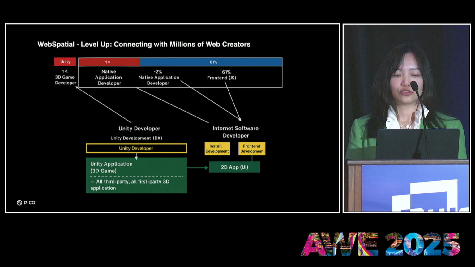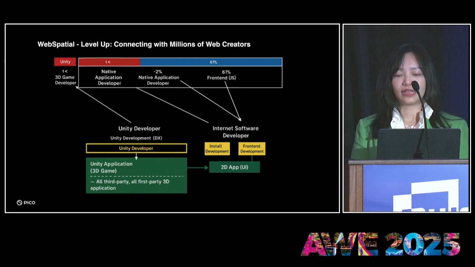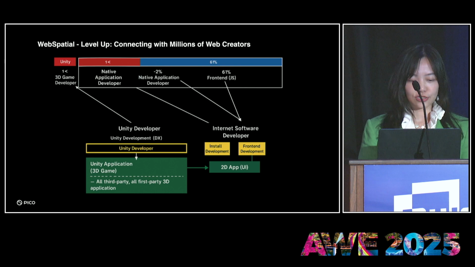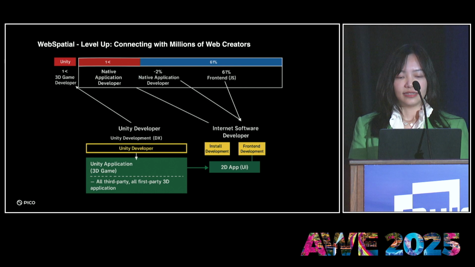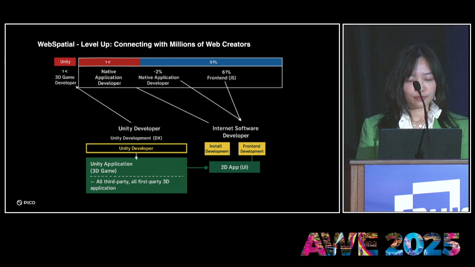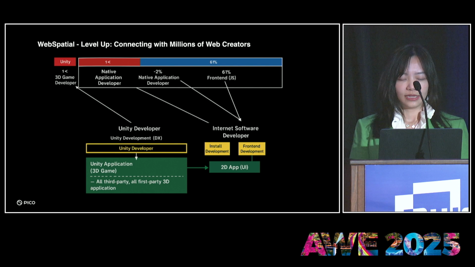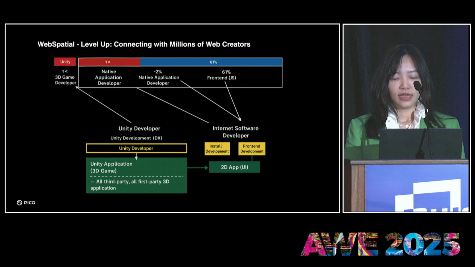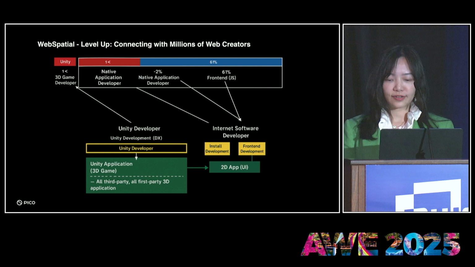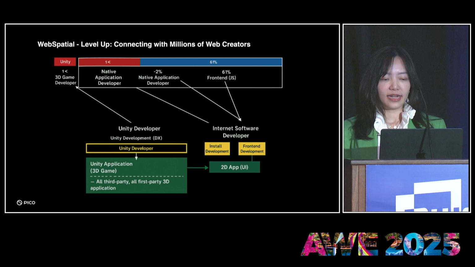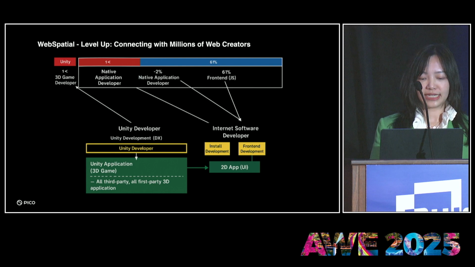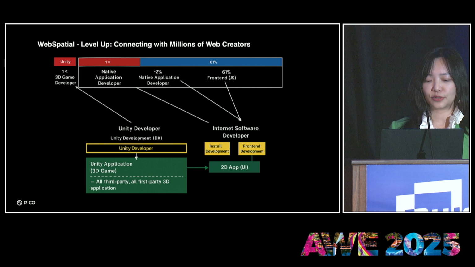Reading data from many sources, we did deep research on the market. Over 200 million active websites compared with 4 million native apps in this world. It's 15 times more than native. What WebSpatial does is bridge that gap. It allows these millions of internet software developers to start creating spatial experiences without needing to become 3D graphics experts or learn a complex, completely new engine.